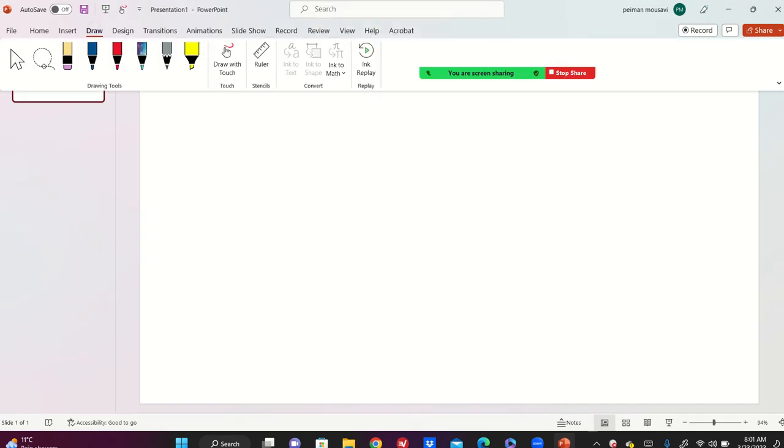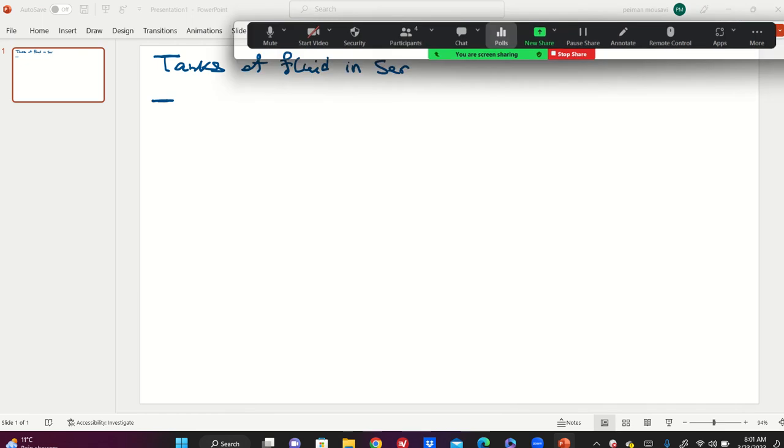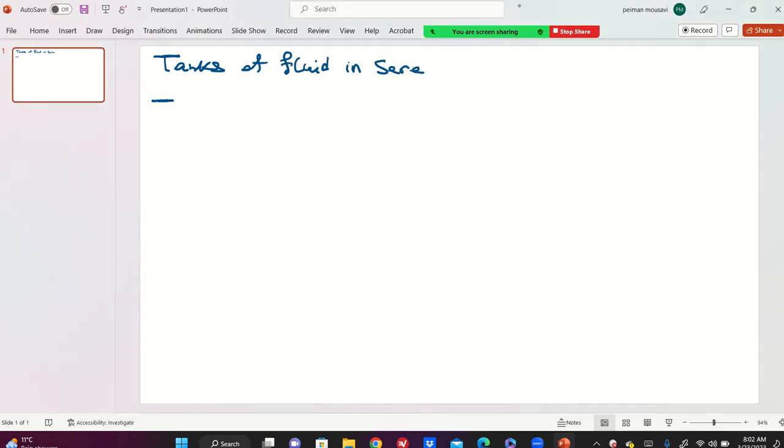Okay, so the last part of the second order systems is the tanks of fluid in series.